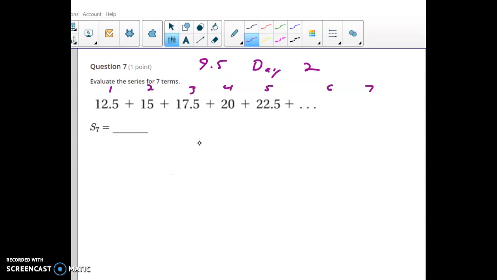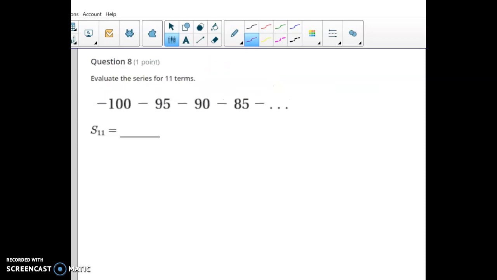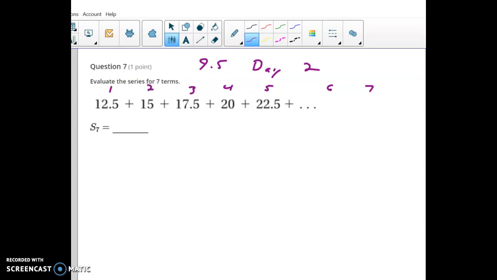Okay, this video is to help with section 9.5 day 2, questions number 7 and 8. I'm actually going to do both of them because they're related. All right, we're trying to find the sum of this series. And at first it looks like it's infinite because of this dot, dot, dot.